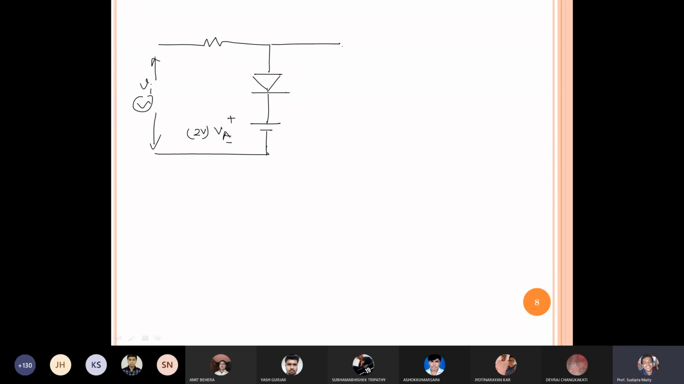Then I am also giving another kind of source. It is my D1, it is my D2, it is my plus minus VB. For simplicity, you can assume 3 volt. Draw the output.